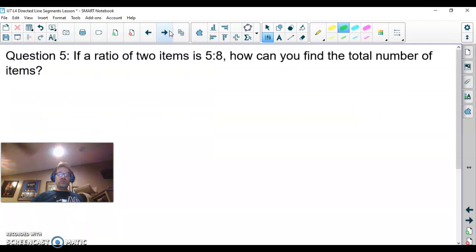So if a ratio of 2 items is 5 to 8, how can you find the total number of items? Think what ratios means. 5 of one group, 8 of another group. How many total items are there?